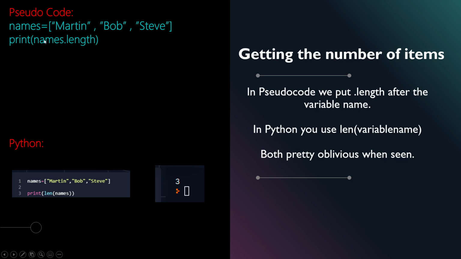So in pseudocode, you put dot length at the end. You have to do print, or whatever you want to do with it. Names dot length will give us an integer with how many things are in it. So 1, 2, 3. In Python and in most languages, it looks like this. You do len, which stands for length, obviously, and then you put the variable in brackets. So there you go. You can see that ran, and I've actually got the length of names there, which is quite handy. And we're going to use it in a second for something quite useful.